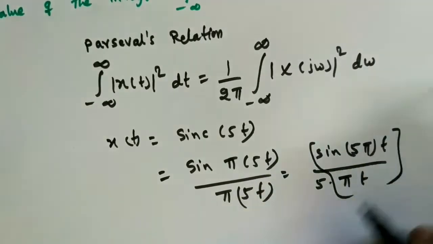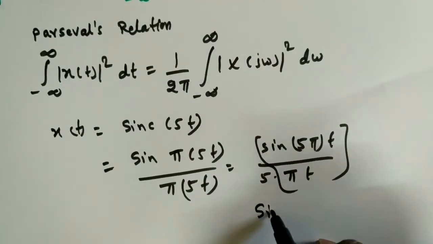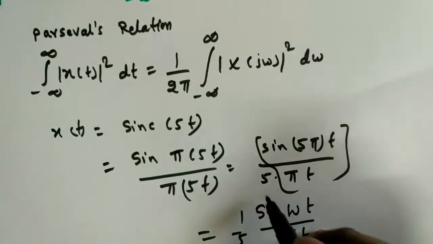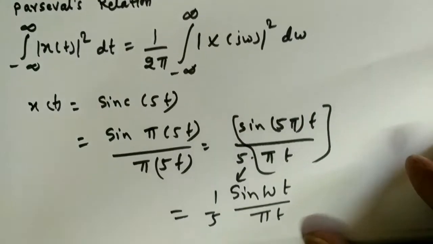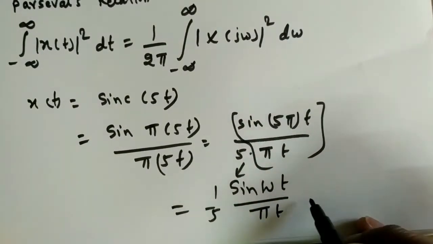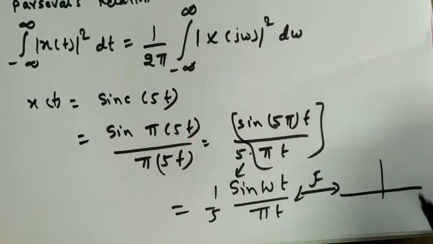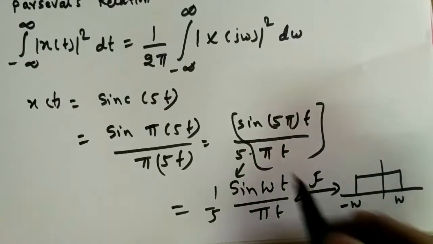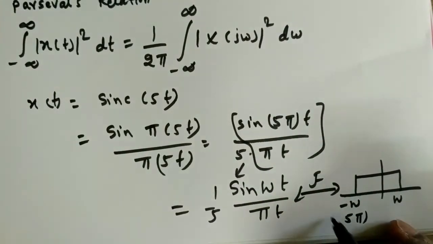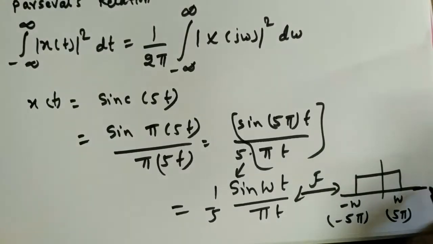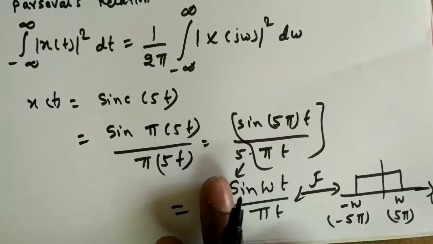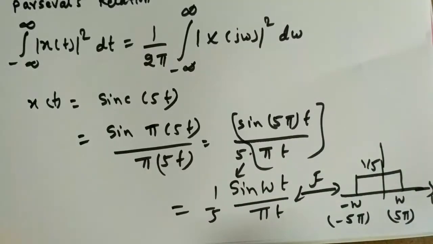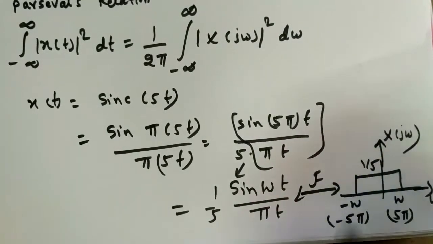If you see this one, this is looking like sin wt by pi t, and this is 1 by 5. Now what is w here? In the time domain, if there is sin wt by pi t, in the omega domain we know that there is a rectangular function from minus w to w, but w here is 5 pi. So here minus 5 pi to 5 pi on the omega axis. If there is no 1 by 5 here, your magnitude is 1, but here 1 by 5 is there, so this is the magnitude. So this is the x of j omega.